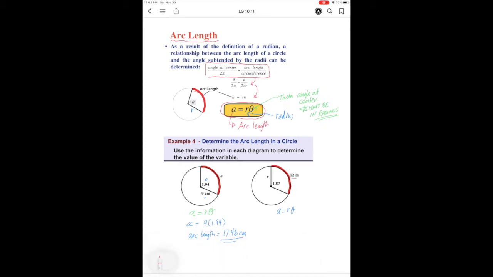And this other one is the same formula. What do we know now in this one? Well, now we know the arc length is 12. We do not know the radius, but we know theta is 1.87. So now we are just going to divide by 1.87, and so we have the radius equals 6.42 meters.